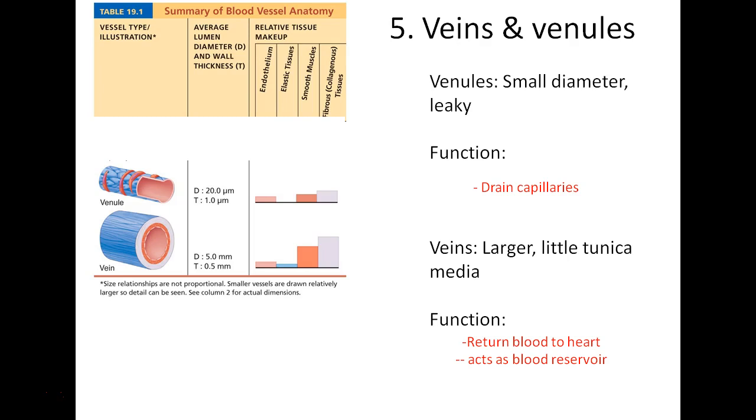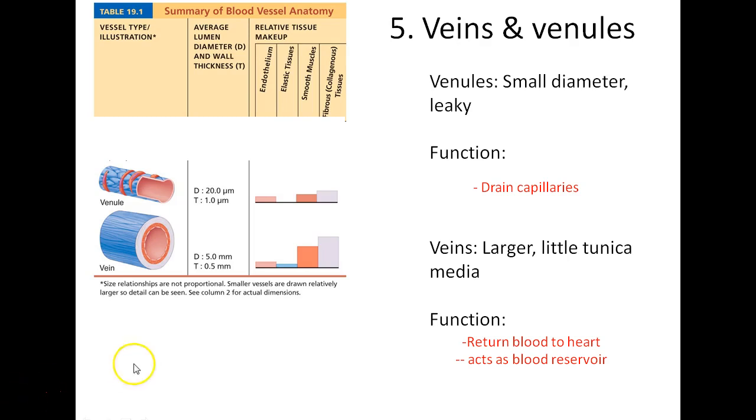Well, we've talked about arteries, we've talked about capillaries, and let's now turn our attention to veins and venules. As we discussed earlier, these veins are going to bring deoxygenated blood, generally speaking, back towards the heart. So these veins have the function of draining the capillaries, and they're going to be larger than venules. The venules are going to be small in diameter and a little bit leaky, and the veins are going to be larger in diameter with a little bit of tunica media. These veins are going to return blood back to the heart, and interestingly, they can act as a blood reservoir.